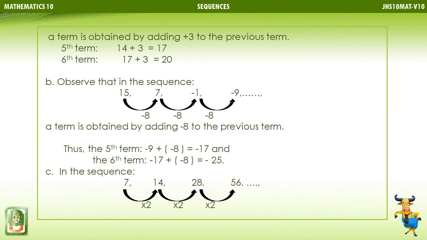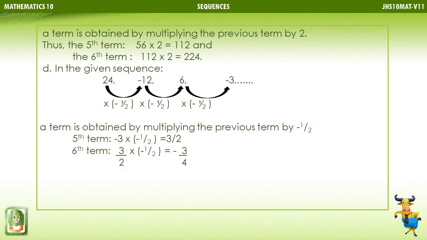C. In the sequence 7, 14, 28, 56, and so on, the term is obtained by multiplying the previous term by 2. Thus, the fifth term, 56 times 2 equals 112, and the sixth term, 112 times 2 equals 224. D. In the given sequence 24, -12, 6, -3, and so on, the term is obtained by multiplying the previous term by -1/2. Fifth term, -3 times -1/2 equals 3/2. Sixth term, 3/2 times -1/2 equals -3/4.